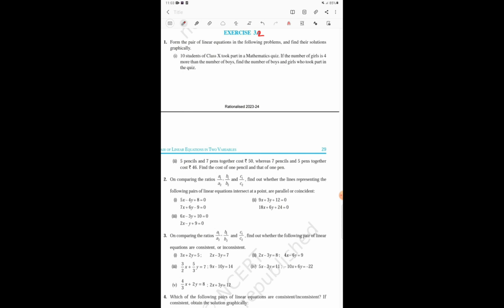This exercise all depends on there being three types of lines. So we will discuss which type of question comes in the examination.